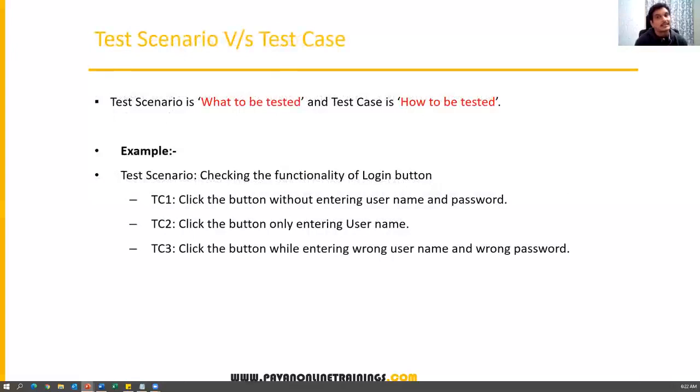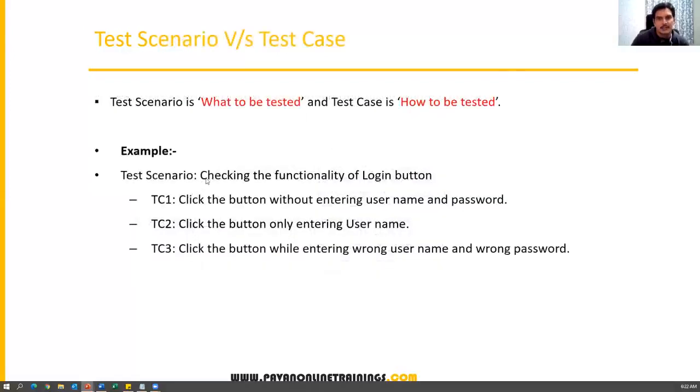Now, test scenario versus test case. To write the test case, first we need to have a test scenario. And from where will we get the test scenario? From the use case. Based on the use case, we will derive multiple test scenarios. For each test scenario, we will have multiple test cases. So a test scenario describes basically what is to be tested, and a test case describes how it is to be tested.